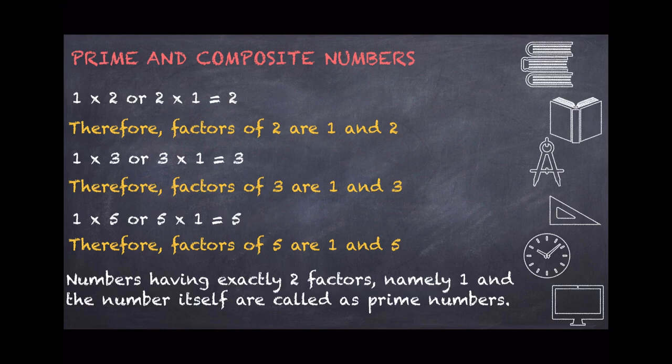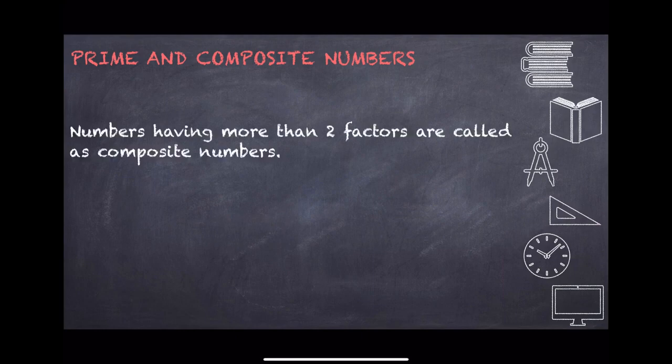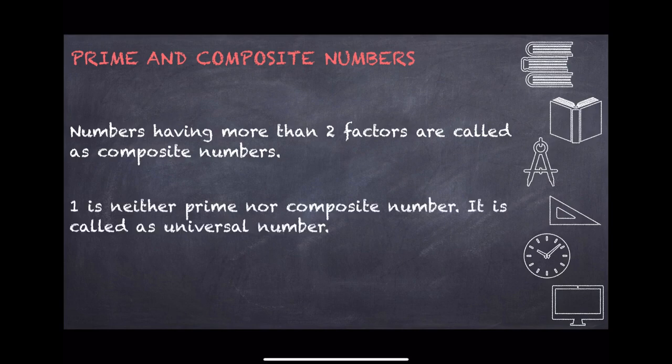are all prime numbers. But numbers like 4, 6, 8, 9, 10, 12, etc. which have more than 2 factors are called composite numbers. Now you must be wondering, what do we call 1? By now, we are all able to figure out that 1 has only 1 factor. So 1 is neither prime nor a composite number. It is called a universal number.